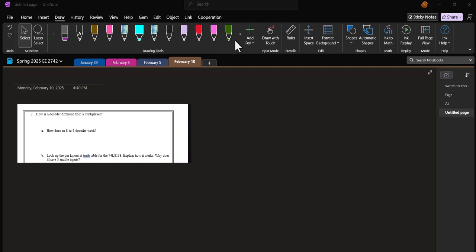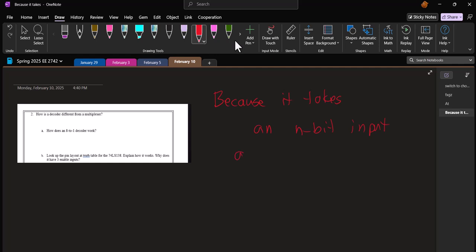So how is a decoder different from a multiplexer? A decoder is different from a multiplexer because it takes an n-bit input and outputs a 2 to the n output, of which only one bit is 1.